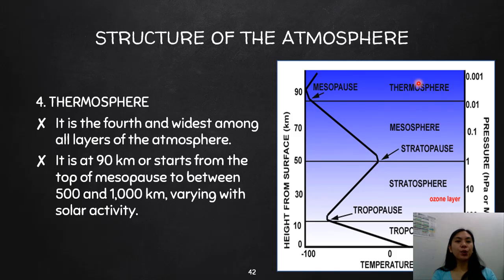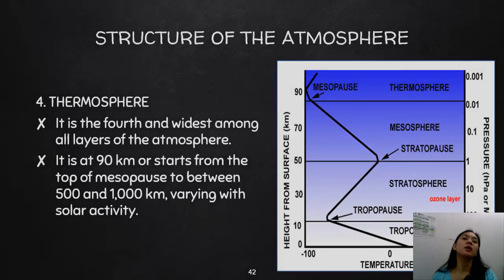So the fourth one is your thermosphere. It is the fourth and the widest among all of the layers. It starts from your mesopause. The boundary of the thermosphere and mesosphere is called your mesopause. It starts at 90 kilometers and goes up to between 500 and 1,000 kilometers. Its height changes depending on the solar activity of our sun.